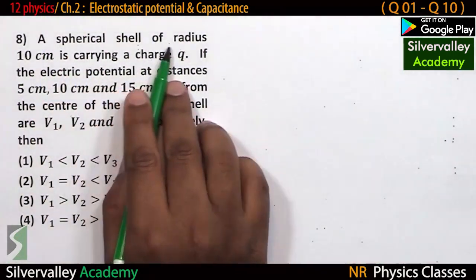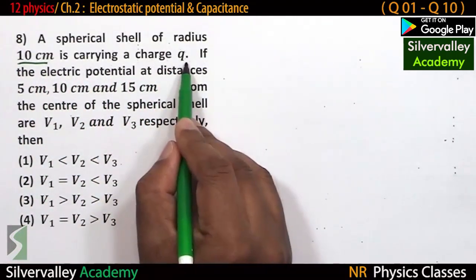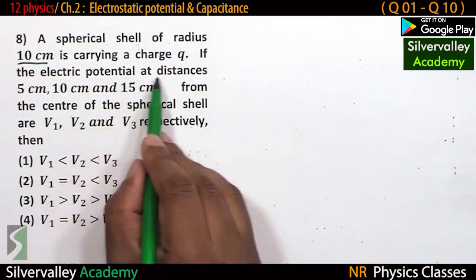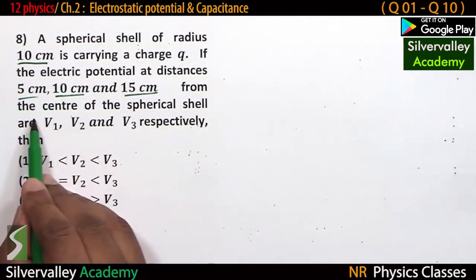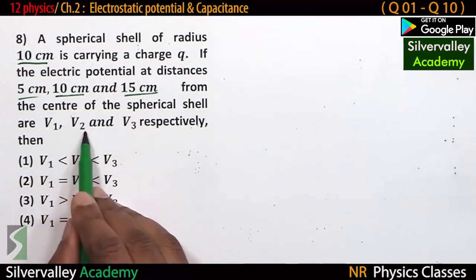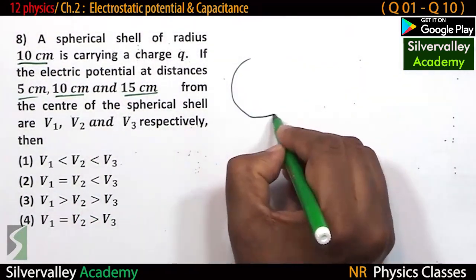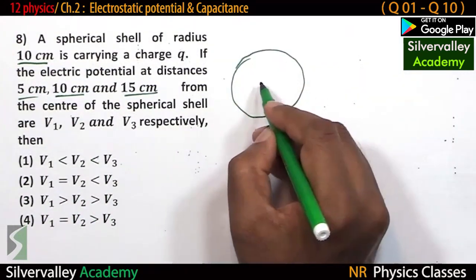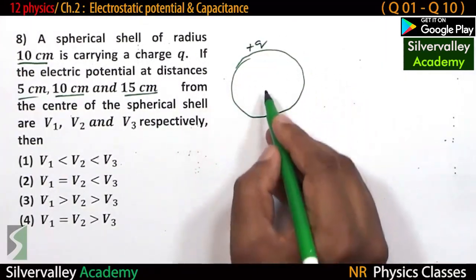A spherical shell of radius 10 centimeter is carrying a charge Q. If the electric potential at a distance 5, 10, 15 centimeter from the center of the spherical shell are V1, V2 and V3 respectively, then this is a spherical shell carrying charge Q.